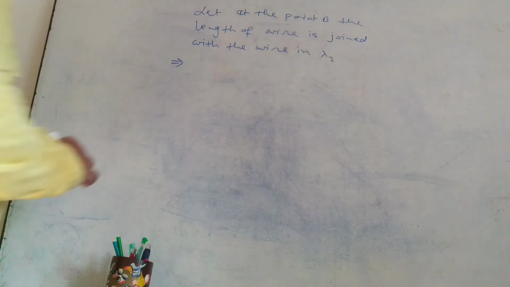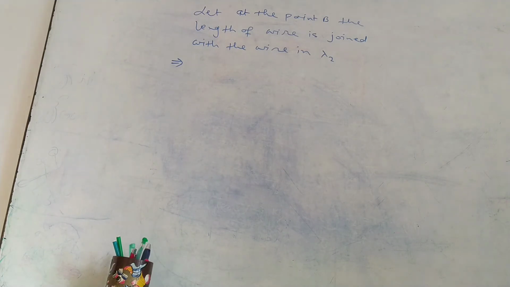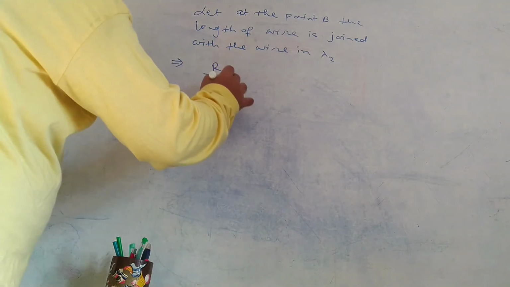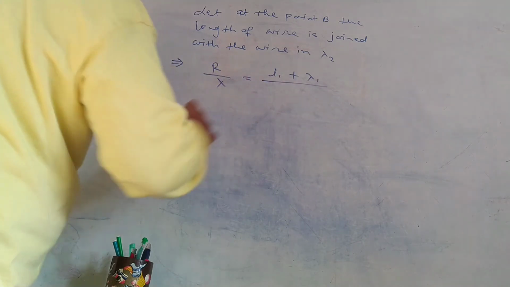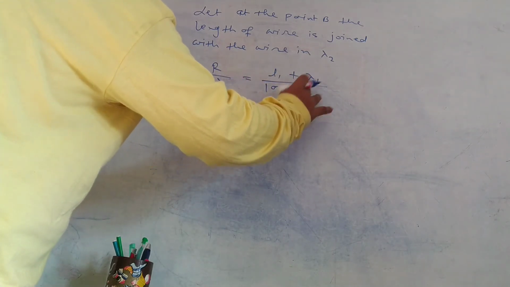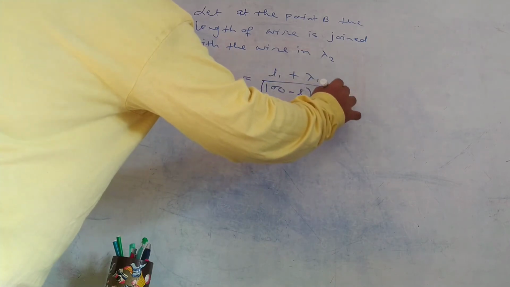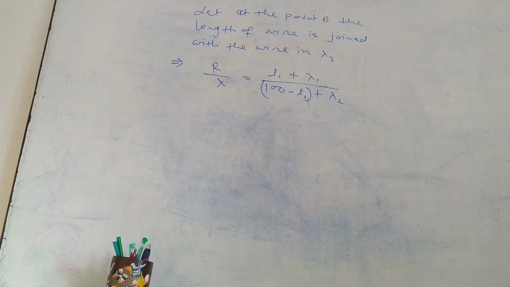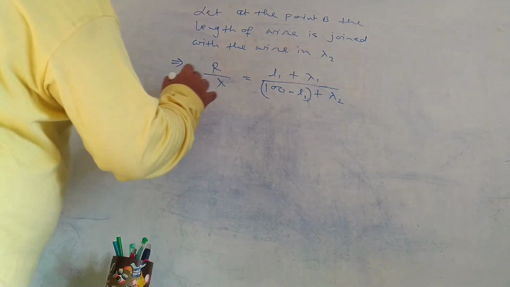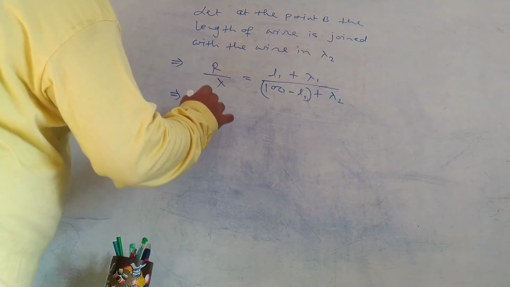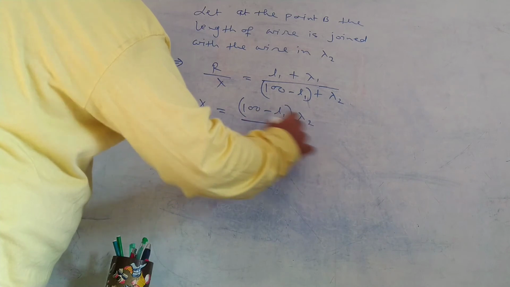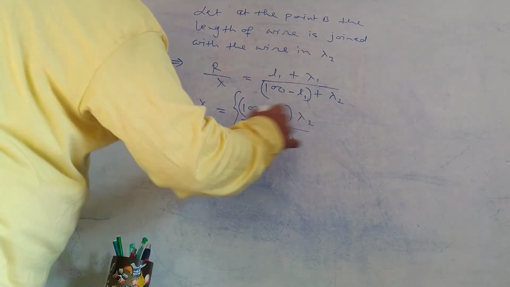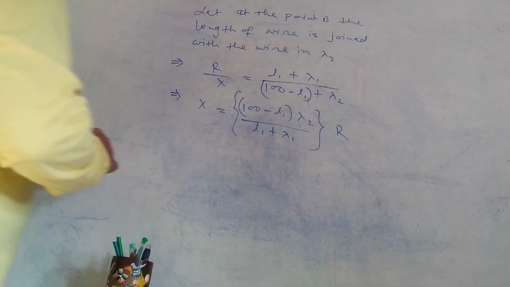Therefore, the exact result should be R by X is equal to L1 plus lambda 1 by 100 minus L1 plus lambda 2. This gives the accurate result of the value of the unknown resistance X.